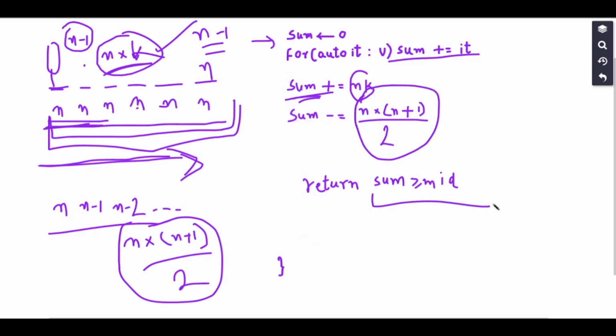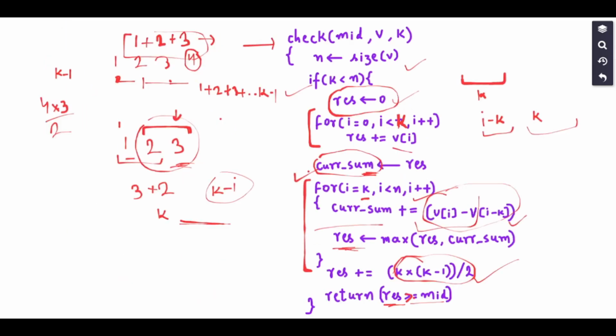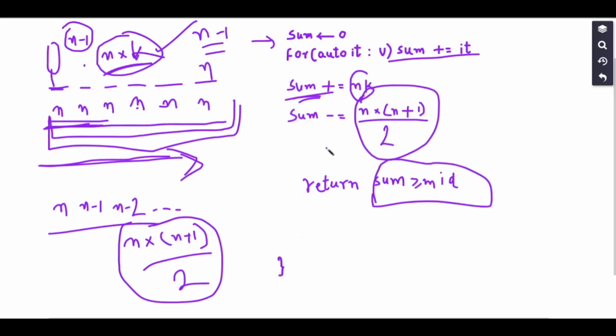And at the end, I will check if the sum is greater than or equal to mid. That means it lies on the good side, or else it lies on the bad side. So this is one of the ways to think about this case. And there are other ways which are more complicated. This is the easiest way which I found. So you can try to think of this second case in other ways by yourself. But that's all for this problem.